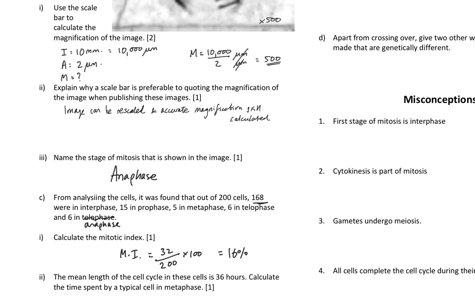And the mean length of the cell cycle is 36 hours. Calculate the time spent in metaphase. Well, I've got 5 out of 200 cells. So the number of cells is proportional to the time multiplied by 36. So I've got 0.9 hours. I can leave it like that as well. I don't have to change it into minutes and seconds and things. Just leave it like that. It doesn't say give the answer in minutes.